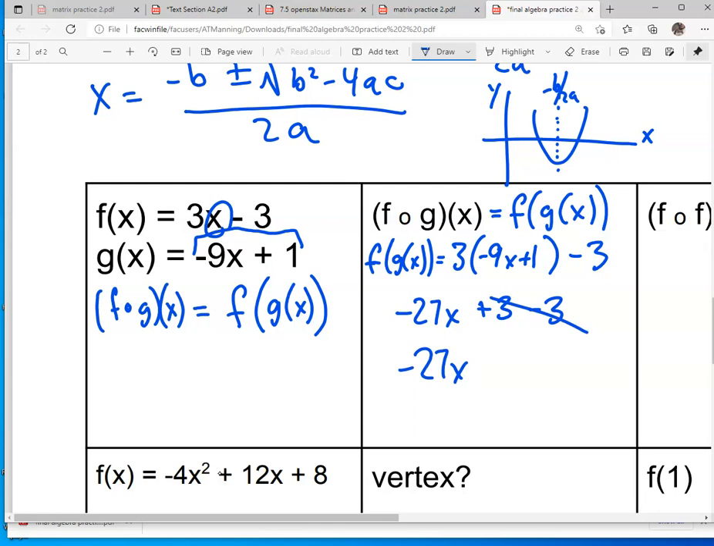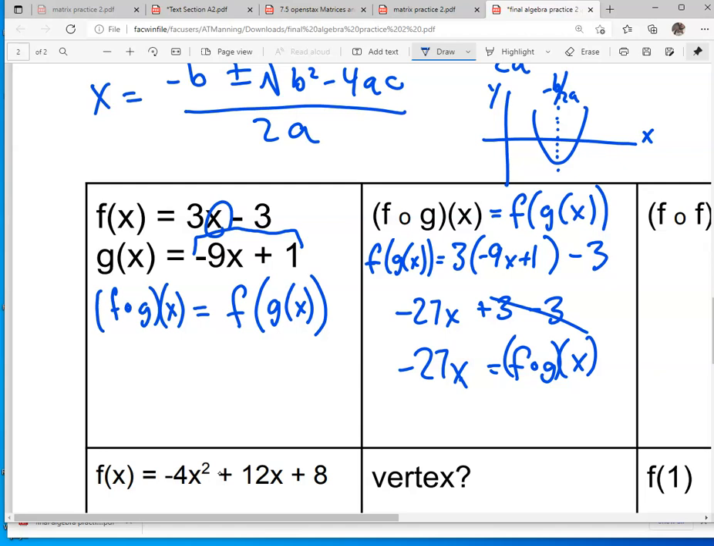So the composition is actually a simpler function, which makes our mathematicians and our calculators happy. Sometimes the composition is more complicated, but in this case, the composition is a nicer, simpler calculation.